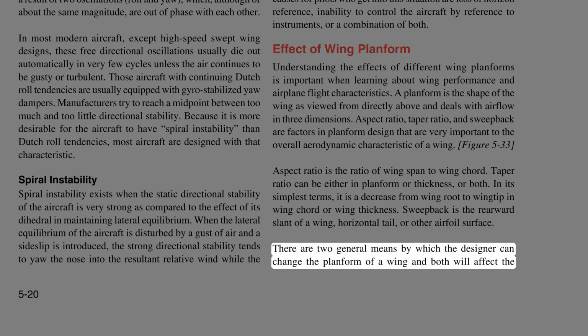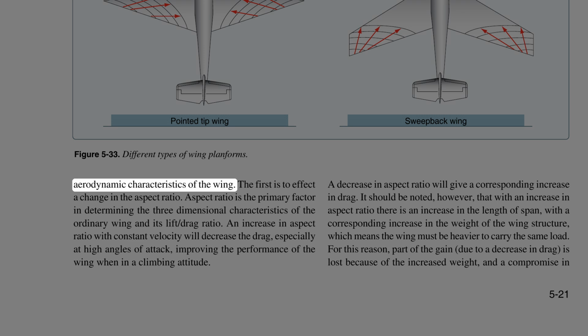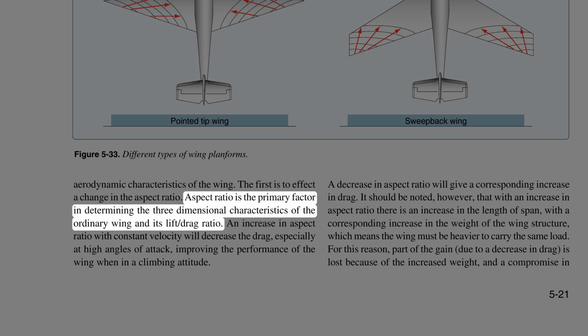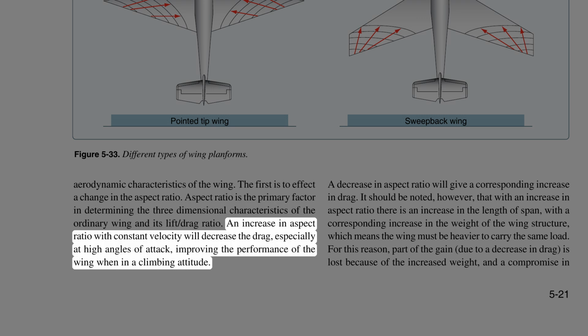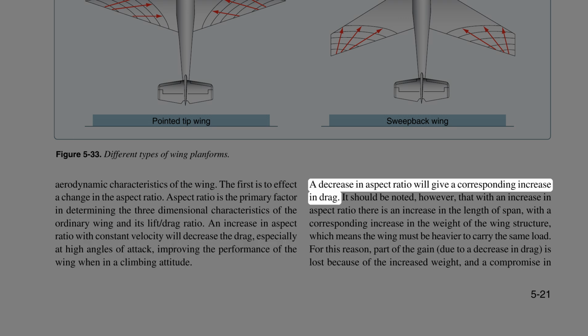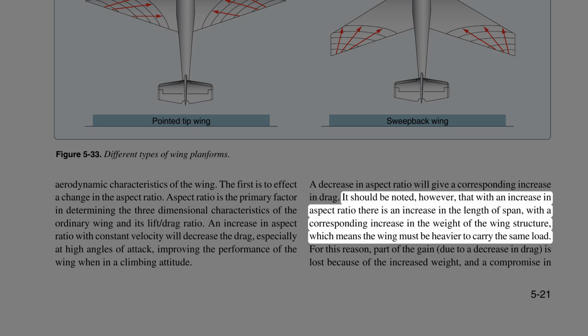There are 2 general means by which the designer can change the planform of a wing, and both will affect the aerodynamic characteristics of the wing. The first is to effect a change in the aspect ratio. Aspect ratio is the primary factor in determining the 3-dimensional characteristics of the ordinary wing and its lift-drag ratio. An increase in aspect ratio with constant velocity will decrease the drag, especially at high angles of attack, improving the performance of the wing when in a climbing attitude. A decrease in aspect ratio will give a corresponding increase in drag. It should be noted, however, that with an increase in aspect ratio there is an increase in the length of span, with a corresponding increase in the weight of the wing structure, which means the wing must be heavier to carry the same load.